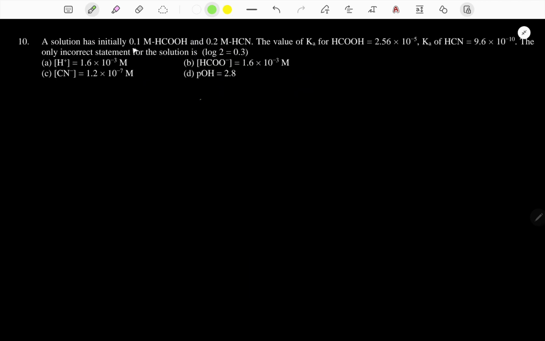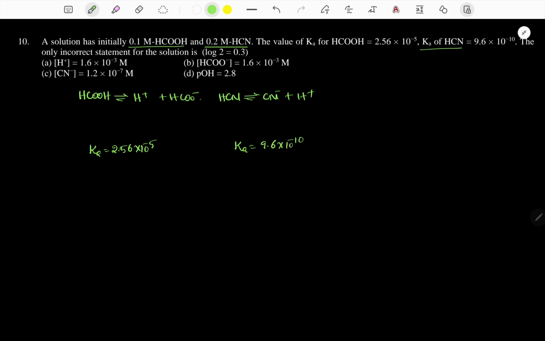A solution has initially 0.1 molar formic acid and 0.2 molar HCN. Ka of formic acid is 2.56 into 10 power minus 5. So it is a weak acid giving H plus and HCOO minus, and the corresponding Ka value is 2.56 into 10 power minus 5. Ka of HCN: it is also a weak acid, giving CN minus plus H plus. Therefore, Ka is equal to 9.6 into 10 power minus 10.